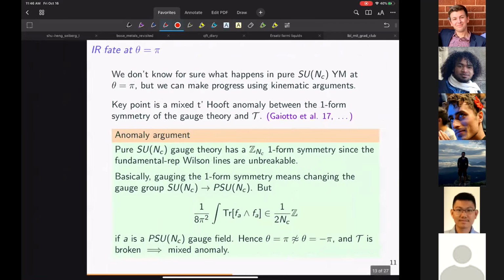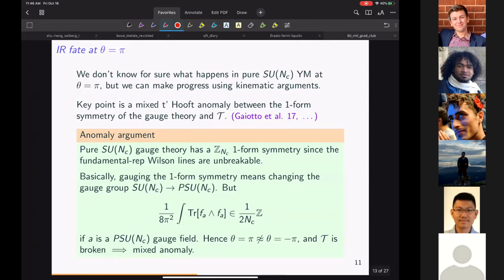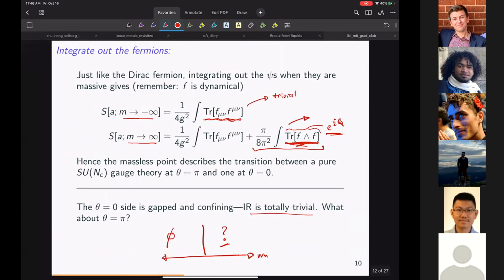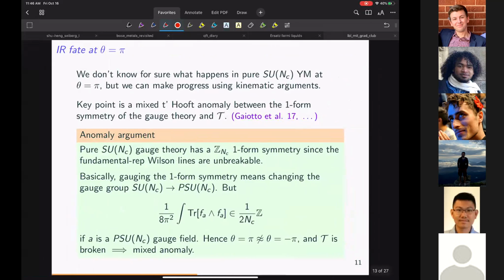Okay, but we can actually make progress and identify what this question mark is, with some arguments that are maybe a little too high tech for the present setting. But in the spirit of telling you what happens and maybe not explaining too much why, it turns out there's an anomaly between a symmetry called a one-form symmetry of this gauge theory and time reversal.